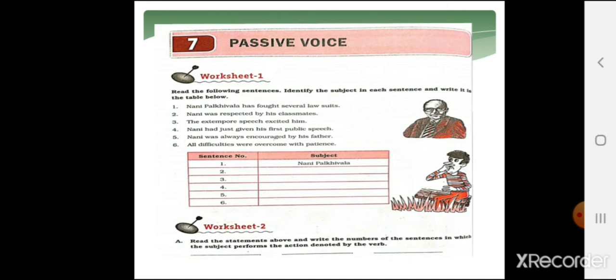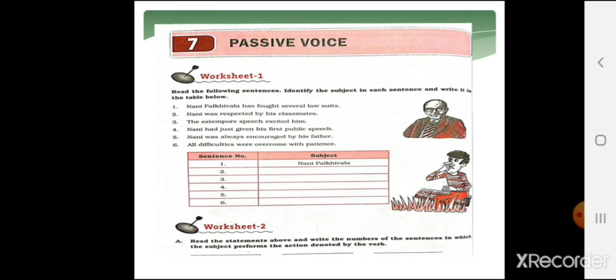Now students, let's match. First one, students, in the first sentence the subject is Nani Palki wala. Then in the second sentence, the subject is Nani. In the third sentence, the subject is the extempore speech. In the fourth one and fifth one, Nani. And in the sixth one, all difficulties.